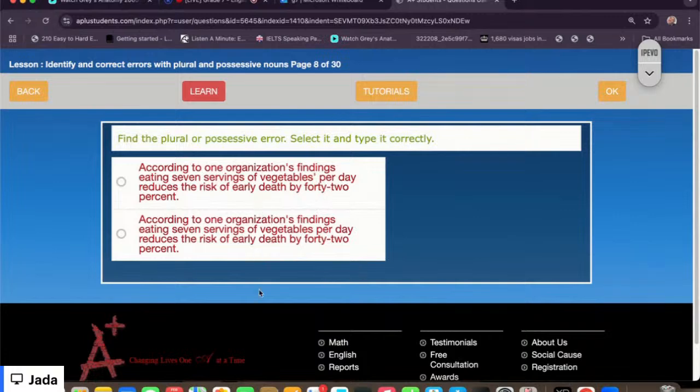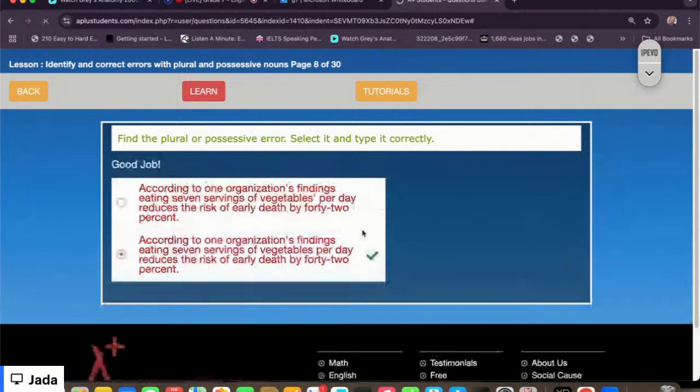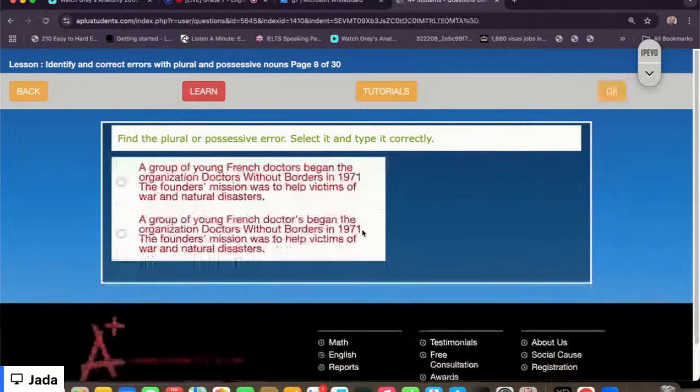Alright, so we have vegetables. So the vegetable shouldn't be plural possessive, it's just plural. Okay? So the group of young French doctors began the organization Doctors Without Borders in 1971. The founders' mission was to help victims of war and natural disasters. So which of this is the right one here?